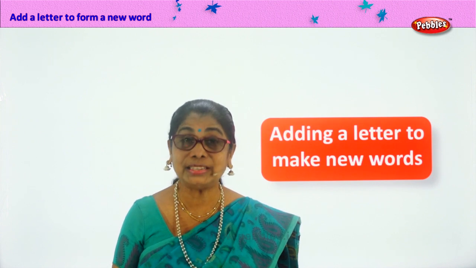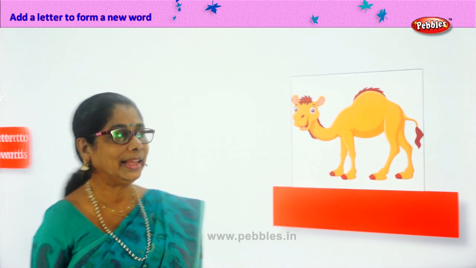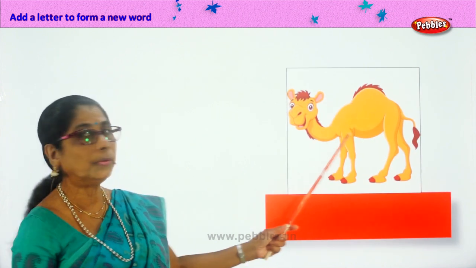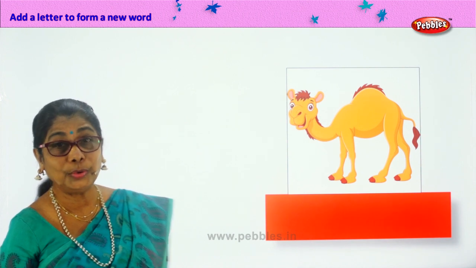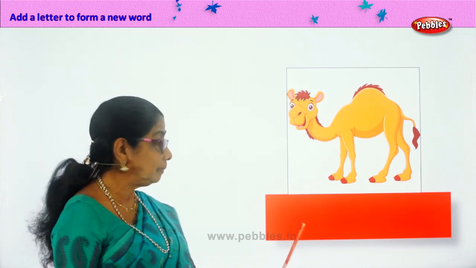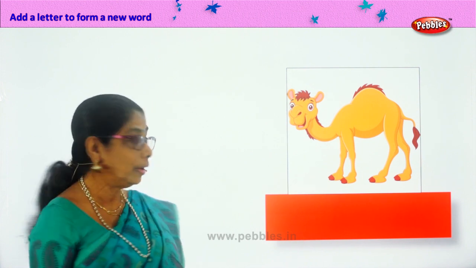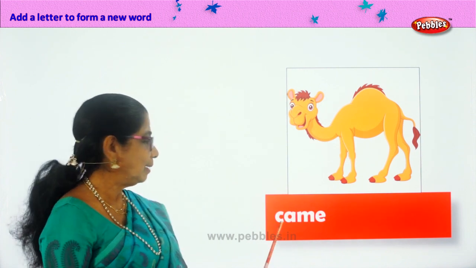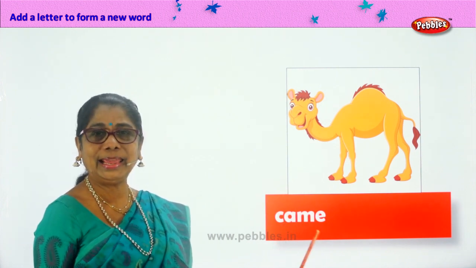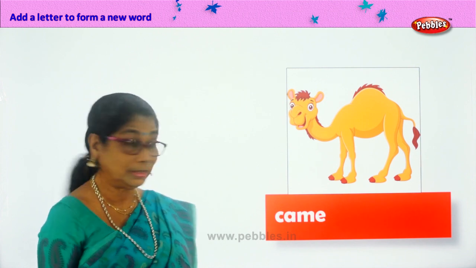Let's look at our first word that you will make. Here. What is this? Camel. Yes. Now we are going to have a word here. And then to that word we are going to add a letter. Look. What word is this? C-A-M-E. Came. She came. Good.